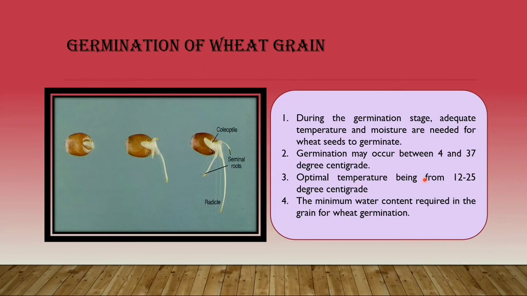The germination may occur between 4 to 37 degrees centigrade, and the optimal temperature is from 12 to 25 degrees centigrade, and there is a minimum water content required in the grain for wheat germination.